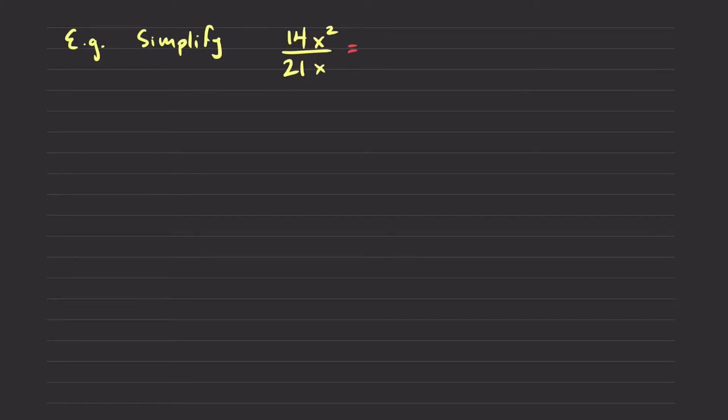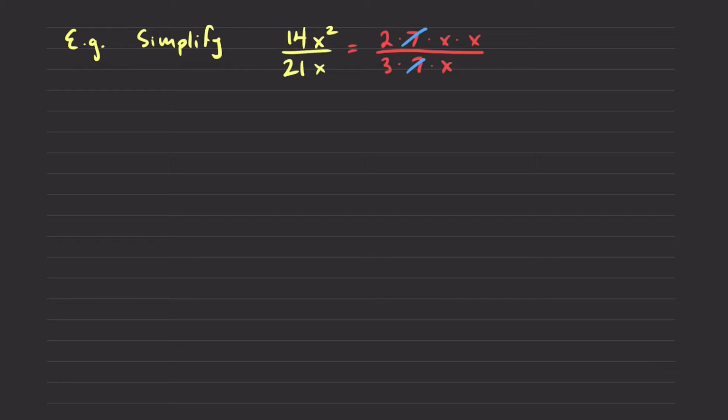But just so you can really see what's going on behind the scenes, I'm going to write it out in its entirety. So this is equal to, 14 is 2 times 7, and I'm going to start using the dot notation for multiplication. We've got 2 times 7, and x squared is x times x. On the denominator, 21 is 3 times 7, so I've got 3 times 7 times a single x left. Just like before, I'm going to cancel common factors, so obviously the 7 has got to go.